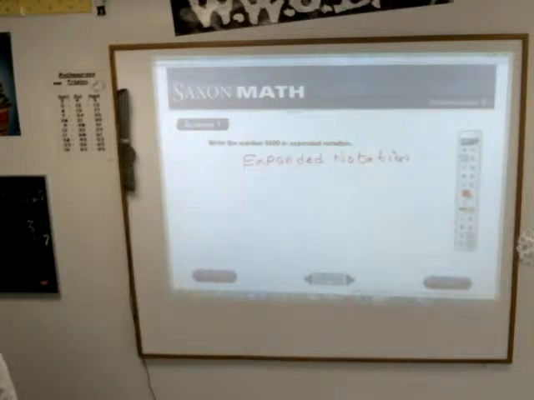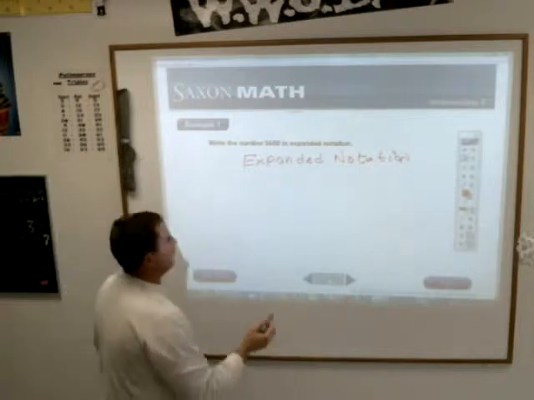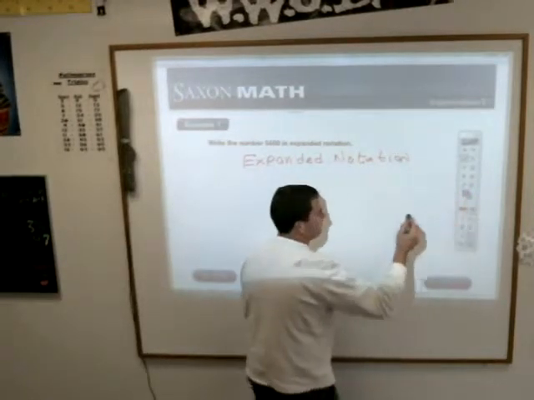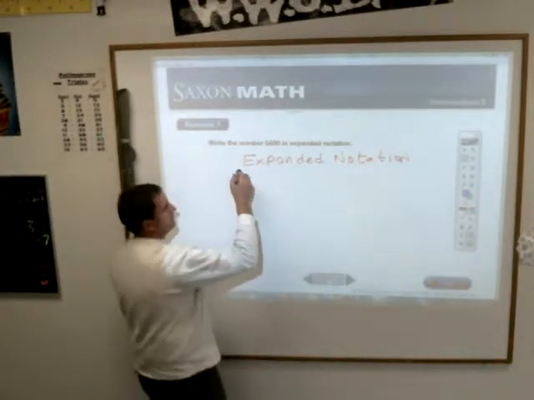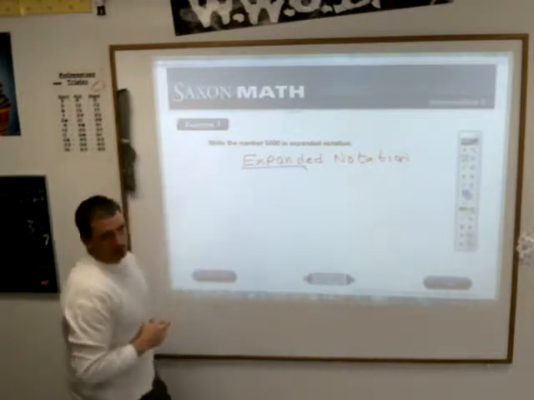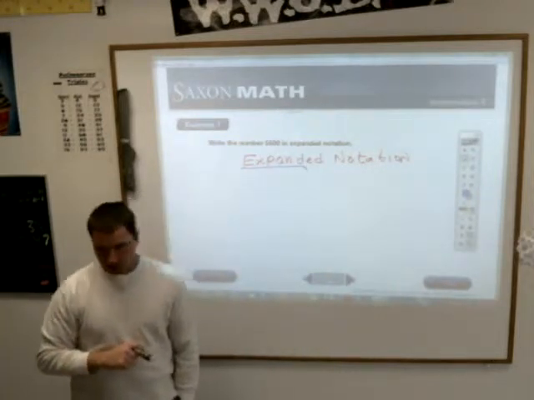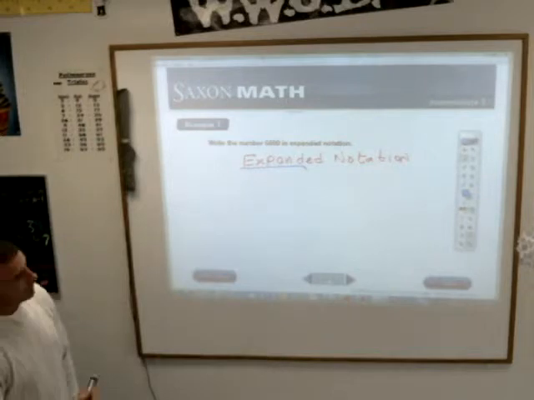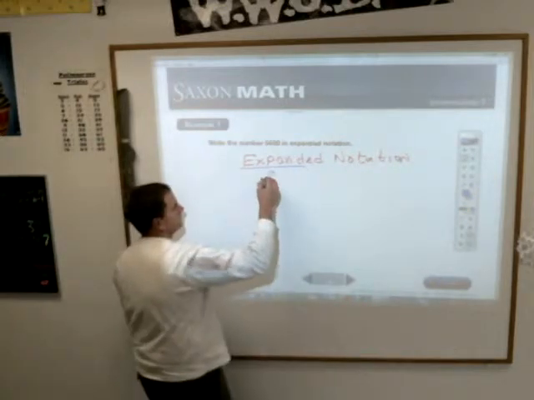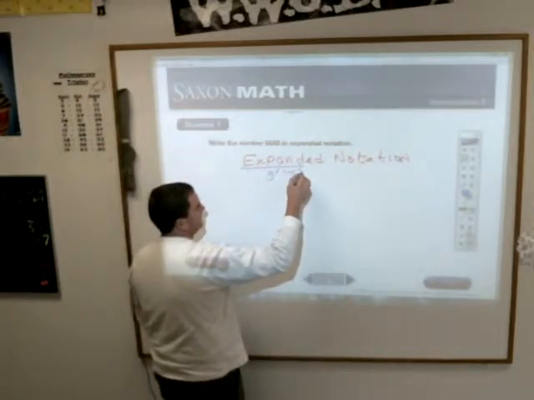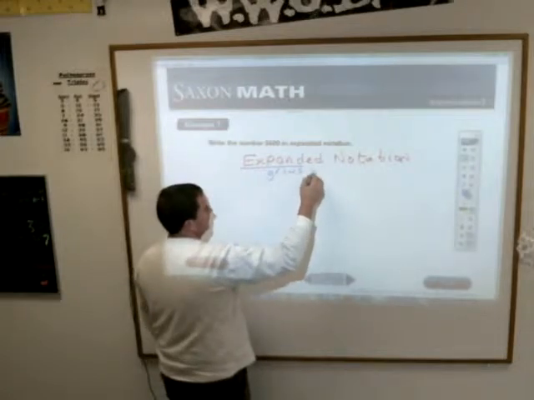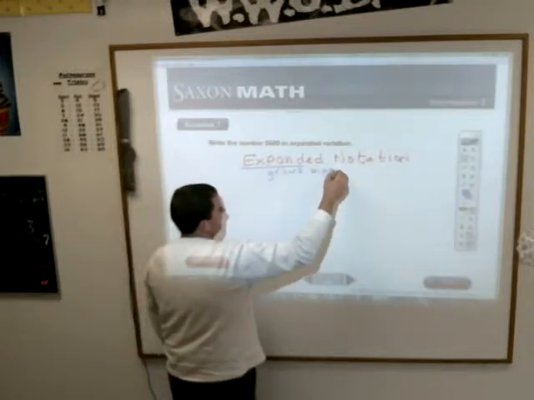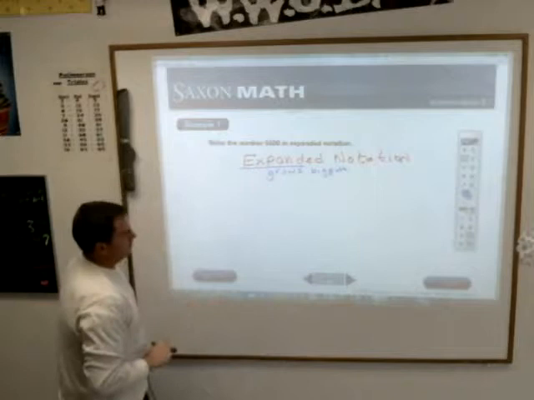And the little helpful hint that I can give you when you see the words expanded notation is to think about what the word expand means. When you hear the word expand, what does that mean? Something expands, it grows bigger. So what we're doing today has something to do with growing bigger or looking bigger. Okay, and that's what expanded notation is.